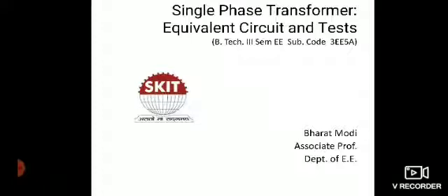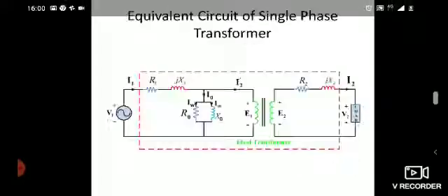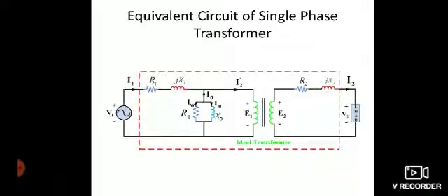In this topic, we will discuss the single phase transformer equivalent circuit and various kinds of tests which are performed on this transformer. This topic is related to the third semester electrical engineering subject, Electrical Machine. Subject code is 3EE5A. Now, in the first slide, we will discuss the equivalent circuit of a single phase transformer.